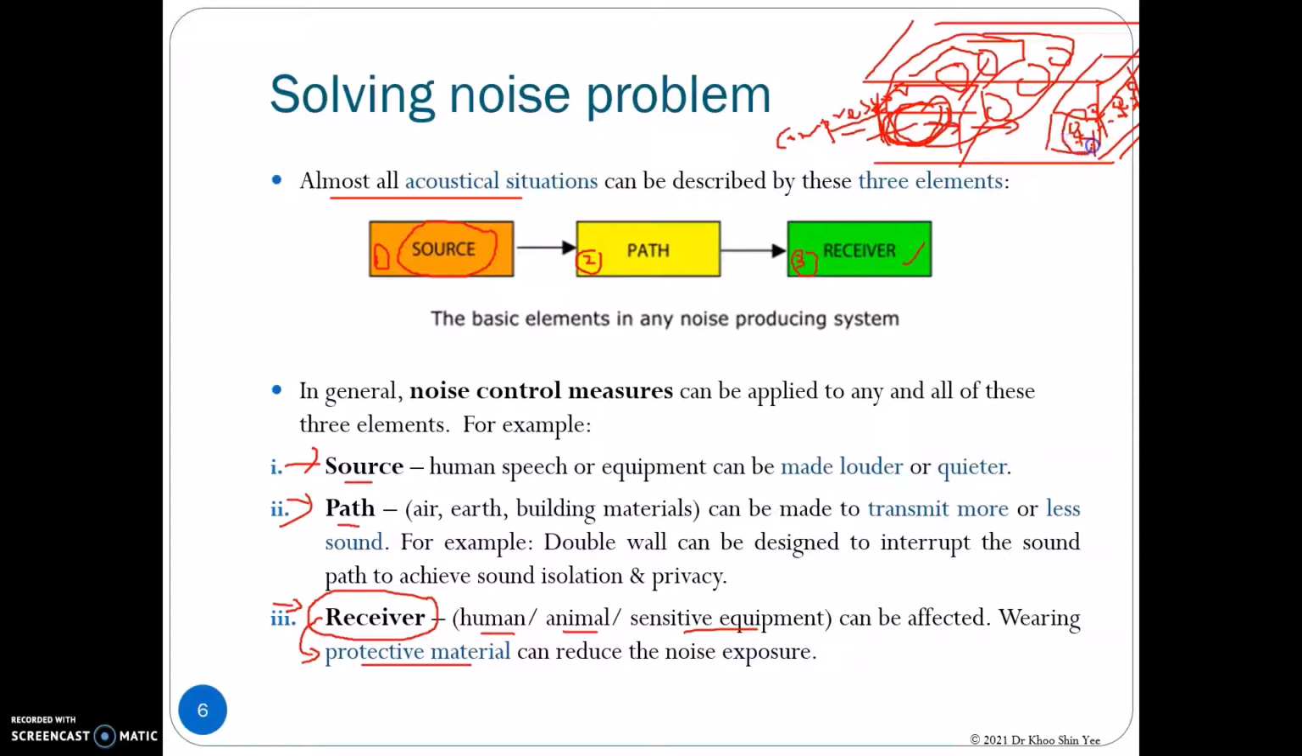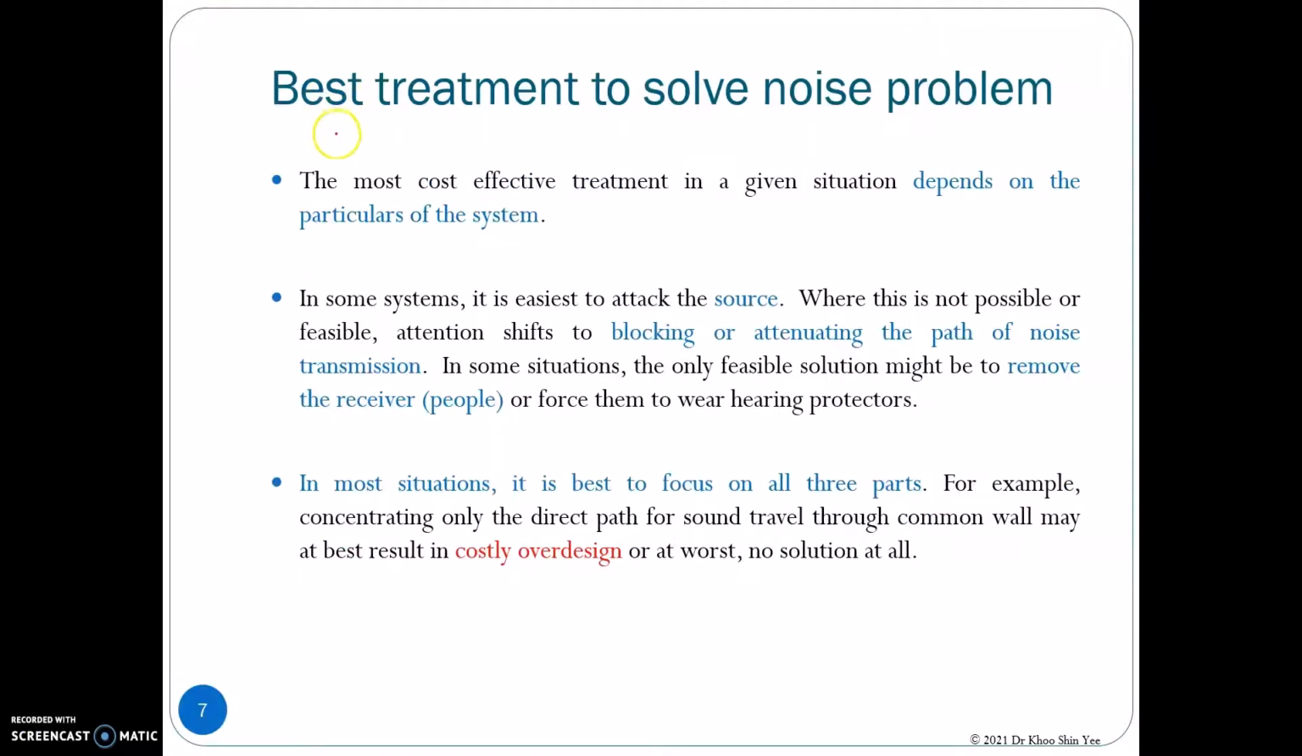What if there is one worker who wishes to go outside to check the machine? In this case, we need to perform noise control on the receiver. So we need to ask the worker to wear some protective equipment such as earplugs in order to reduce the noise exposure. In summary, in order for us to solve a noise problem, we need to consider controlling the noise in terms of the source, the transmission path, as well as the receiver. So far you have learned that we can control the source.